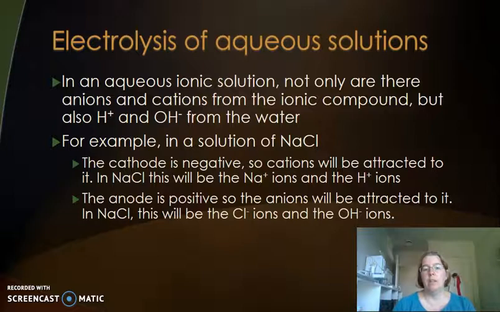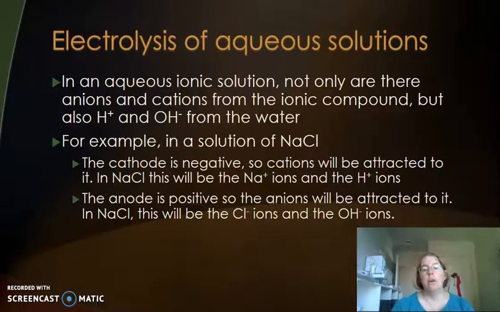So when we consider, say, a solution of sodium chloride, our cathode is negative, so our cations, sodium and hydrogen, are going to be attracted to that cathode. The anode is positive, so the negatively charged anions are going to be attracted to that, which means that the chloride ions and the hydroxide ions are going to be attracted to the anode. So both of those things are happening.